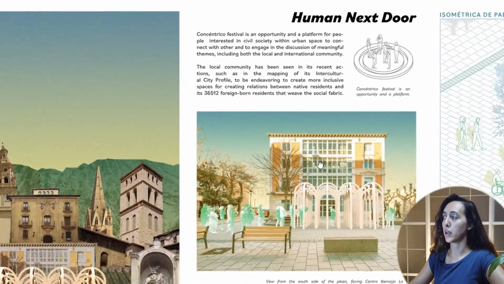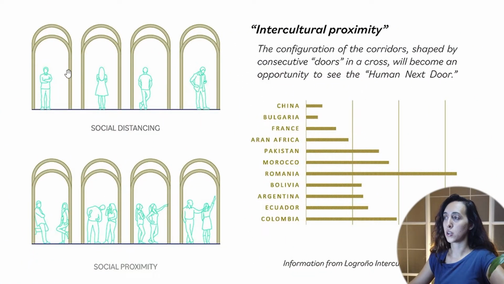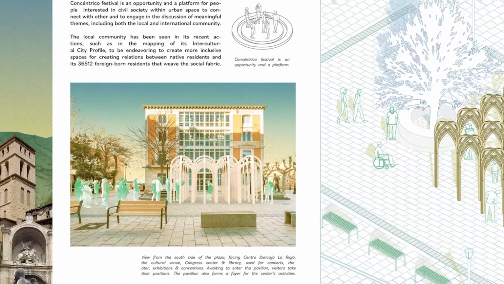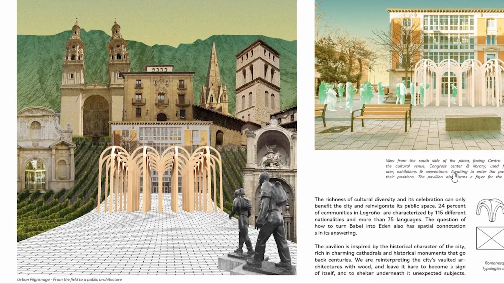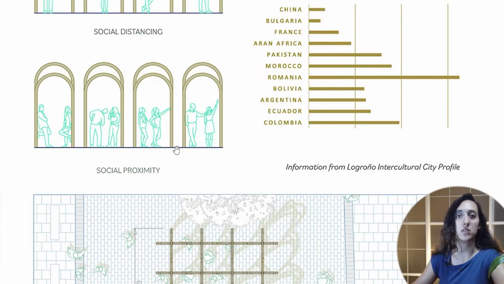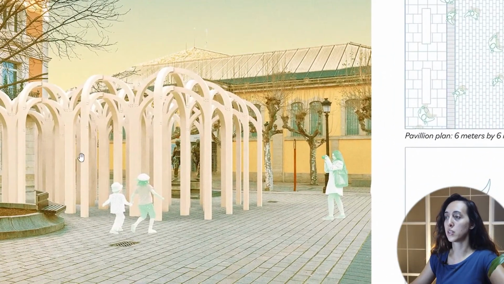And let me show you a little bit what our idea was. Our idea is called Human Next Door, and we are commenting on the fact that with social distancing in the post-COVID society, we are becoming more distant, and it is a way for us to go back to being closer to each other. That is why we proposed to use local wood and create these arcs that can fit 2 or 3 people and create spaces for proximity. And it basically is working with a grid.